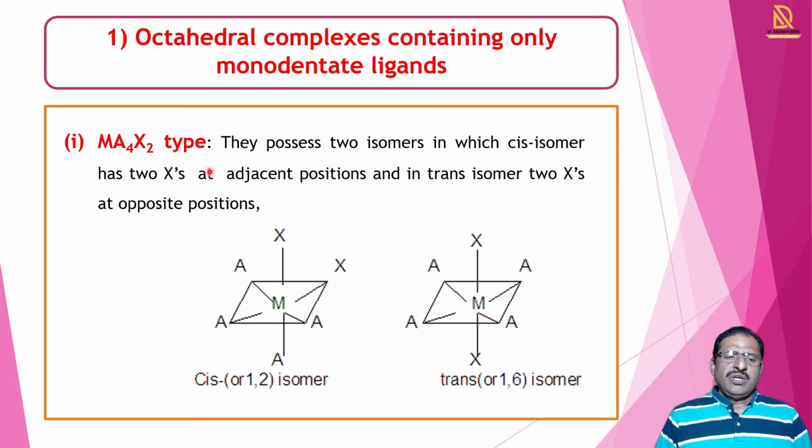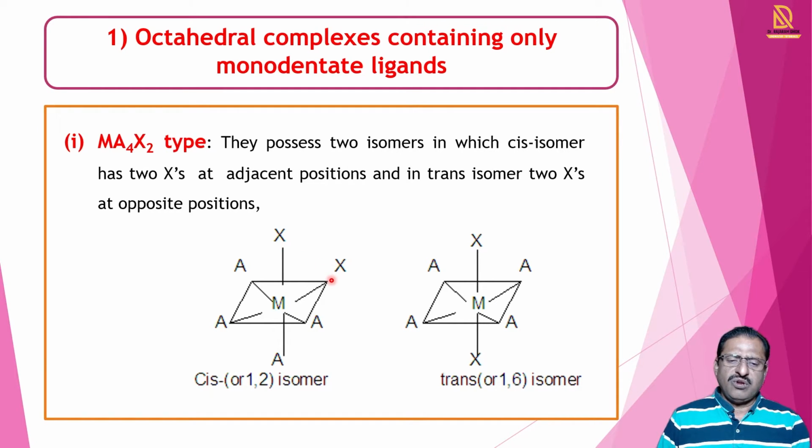Here we can show the arrangement in the geometrical structure. The metal is at the center, and we take the general formula. Then 4 A ligands are attached at 4 positions and 2 X are attached at 2 positions. We show here that X is attached at position number 1 and the other X at position number 2.